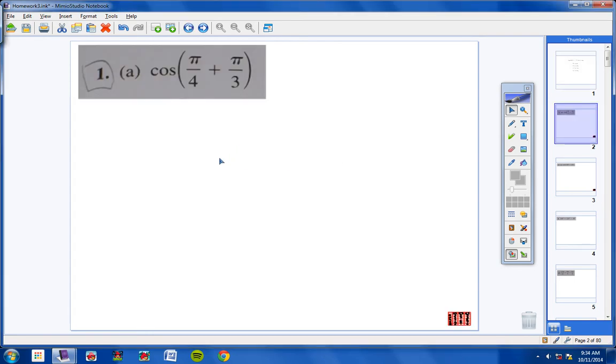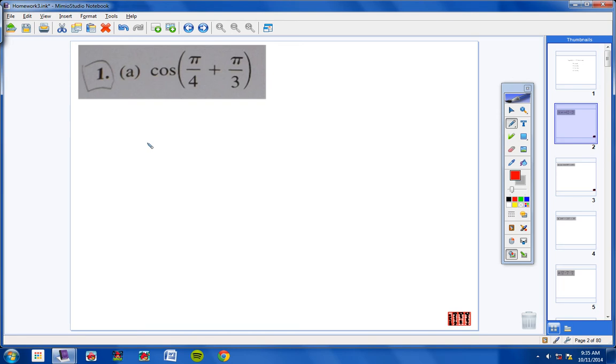Let's take a look at number 1 here. The directions say to find the exact value. Here we're going to find the exact value of the cosine of pi over 4 plus pi over 3. We're going to use our sum and difference formulas.